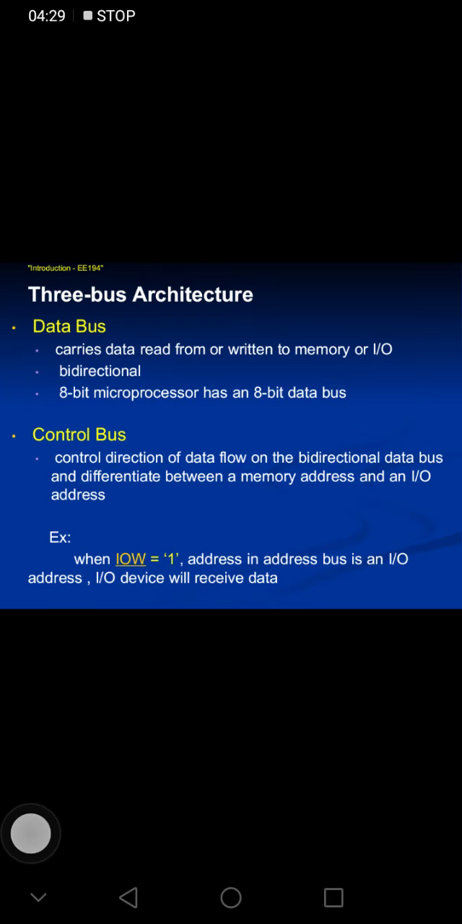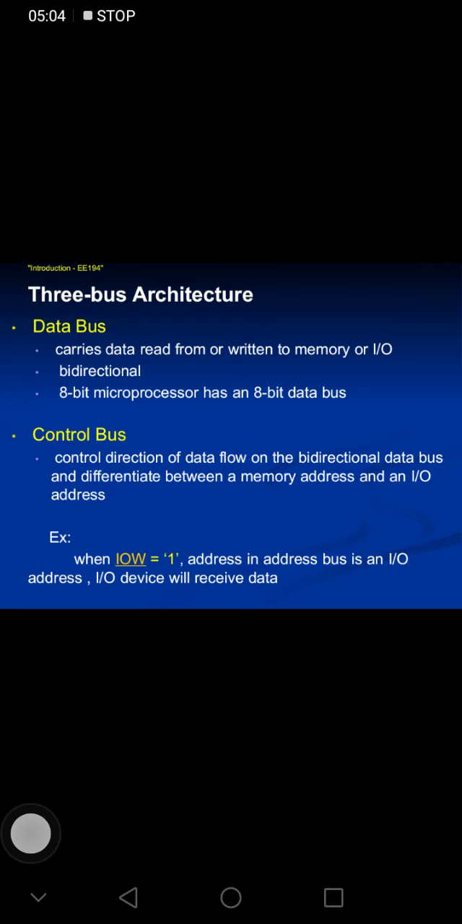Of 64 bytes. The data bus carries data read from or written to memory or IO, and it is bidirectional. It is bidirectional because it carries data inputted from the system into the computer. When we say bidirectional, it can go from the human interface to the port of our microprocessor, and it can also go from the microprocessor to the human interface.